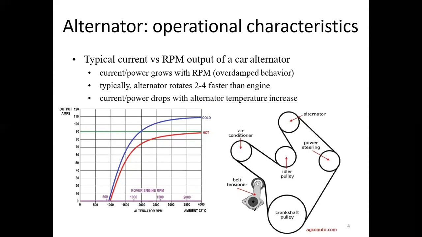Operational characteristics: typical current versus RPM output of a car alternator. The current and power grow with RPM. Typically the alternator rotates 2 to 4 times faster than the engine. Current and power drop as the alternator temperature increases. Here we have the air conditioner, alternator, power steering, idler pulley, and crankshaft pulley, which are connected with the belt.